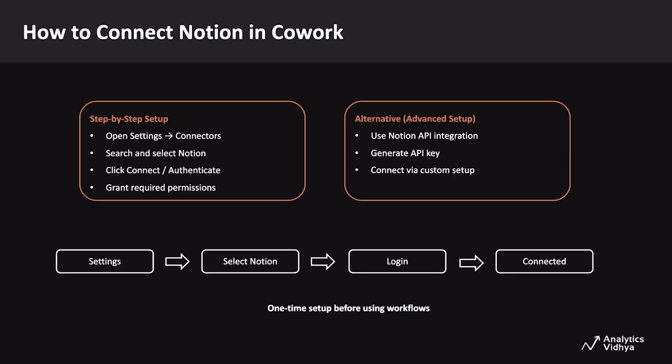Before we start using Notion, we first need to connect it to Co-work. Go to Settings and open the Connectors section and select Notion. You will authenticate using your account and grant permissions. This allows Co-work to access your workspace. For advanced use cases, you can also connect Notion using its API. Once this setup is done, Co-work can start interacting with your Notion data.